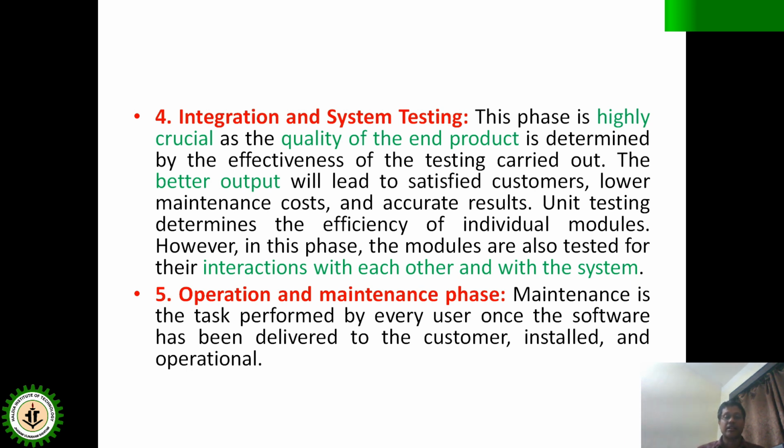Then comes the operation and maintenance phase. Maintenance is the task performed once the software has been delivered to the customer, installed and is operating. So maintenance comes in the last phase, and software maintenance is one of the crucial phases. Every software organization that makes a product for any other firm or organization will always go for the maintenance of the software.